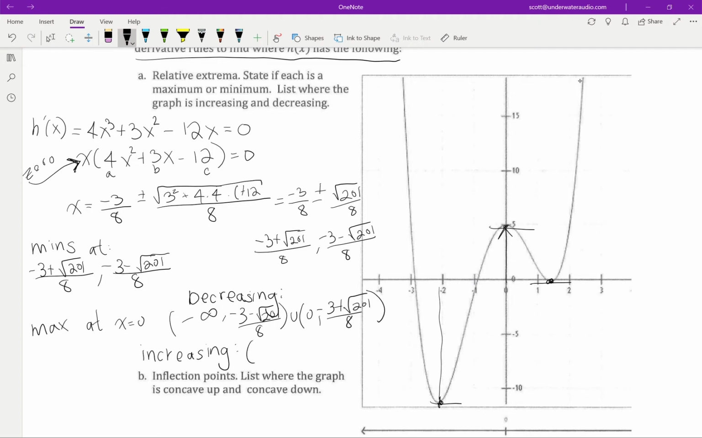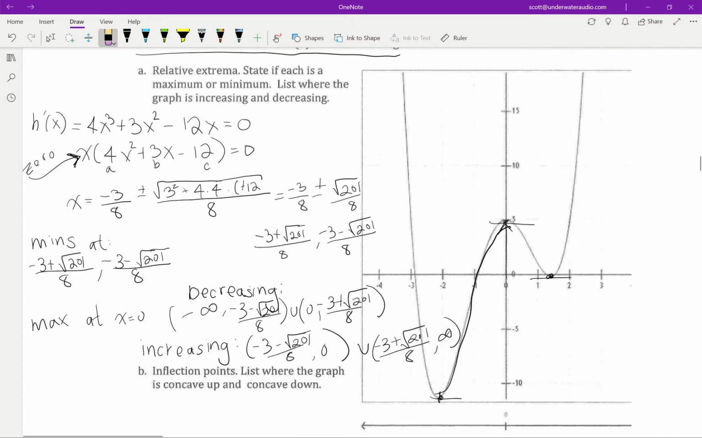So that would be -3 minus the square root of 201 over 8 to 0. So this part. And then again from -3 plus the square root of 201 over 8 to infinity. So that is a little bit unattractive, but I think we did it.